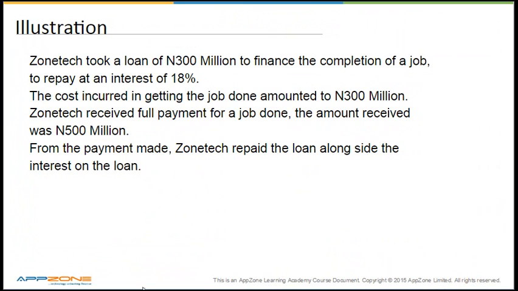Now we are going to have this plugged into the books of ZoneTech. In doing this, we will be applying these various laws that we have mentioned earlier and all that we've been able to gather from the beginning. Now let's take the first statement that was written out there. It said ZoneTech took a loan of 300 million to finance the completion of a job.